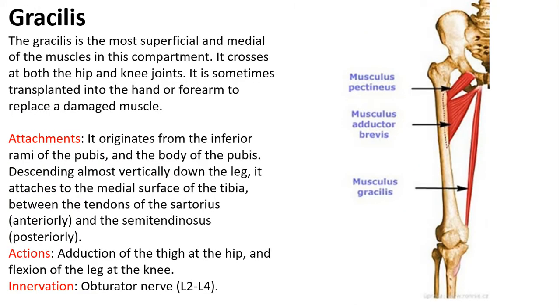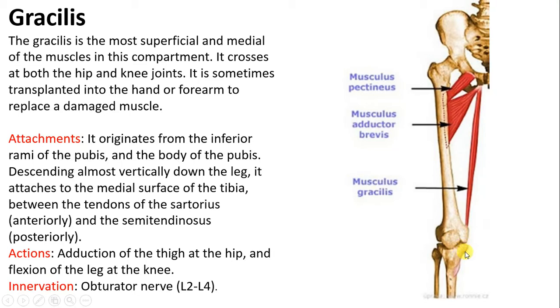The last muscle of the medial compartment of the thigh is the most superficial one, and on the most medial side here we can see the gracilis, a rope-like muscle. It crosses both the hip and knee joint because it is attached to the tibial condyle. It originates from the body of the pubis and the inferior rami of the pubis, almost vertical, and attaches to the medial side of the tibia.